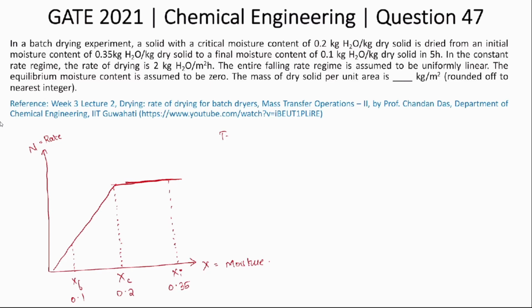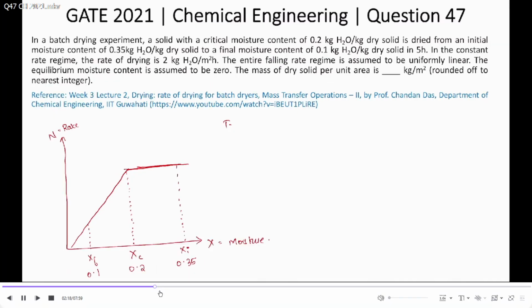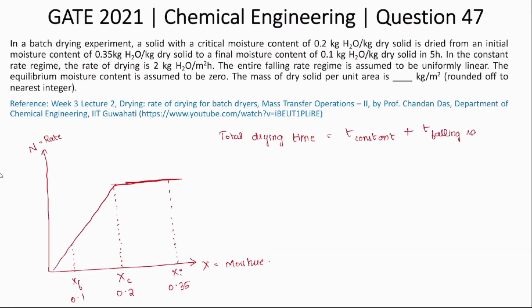So, what else is given? The rate of constant drying. Okay. So we learned that the total drying time will be the sum of the drying time at constant rate and the time required for the falling rate. This total drying time here is given as 5 hours. So this 5 will be equal to Tc plus Tf.